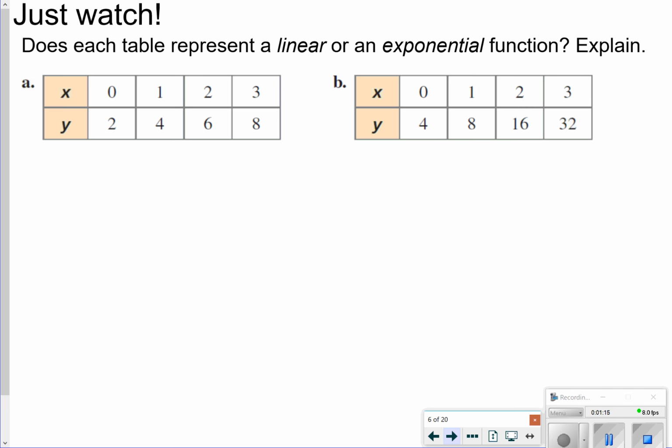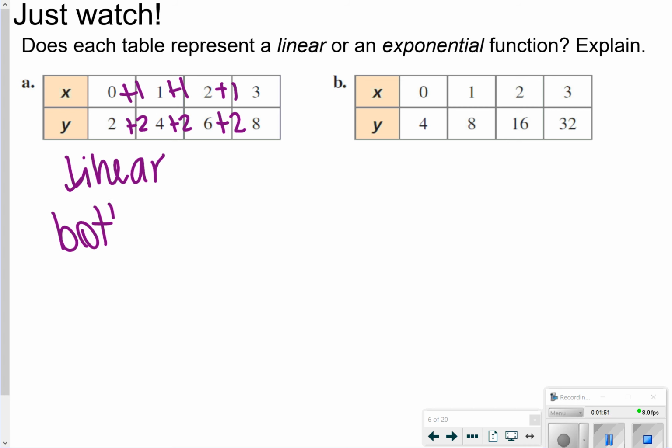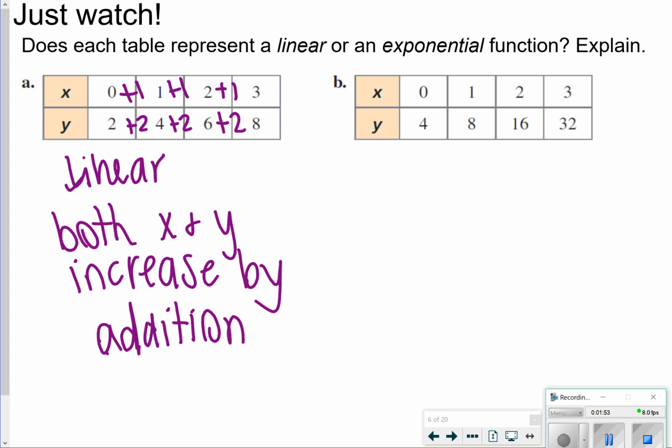So the first part of your notes is basically just going to ask you, do these values represent a linear or an exponential function? If you look at the first one, you notice that x is increasing by 1, so we're adding 1 each time, and then y is increasing by 2 each time. Because we are adding for both the x and the y, we're going to say this is linear. Remember, exponential needs to have some type of multiplication with the y in order for it to be exponential. So we would say linear, both x and y increase by addition.